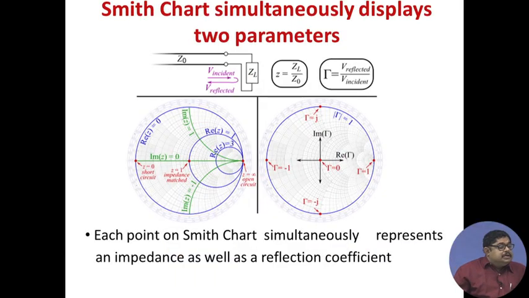Please look into this slide carefully, and remember that whenever there is any trouble, the Smith chart simultaneously displays two parameters. On the right side, at any point you can find out the imaginary part and the real part, and from that you can find out the reflection coefficient. The left side shows the intersection of two families of circles, so you can find out impedance from that. So, each point on the Smith chart simultaneously represents an impedance, on the left side, as well as a reflection coefficient.